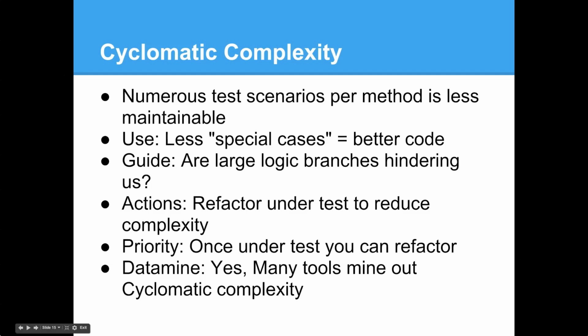A great way to retrospect on this is to find out if the team thinks that there are large logic branches hindering them and what to do about it. Actions: refactor under test and reduce the complexity. This will allow you to separate the concerns of methods and break down the cyclomatic complexity and make the tests relate to individual methods rather than a single method.